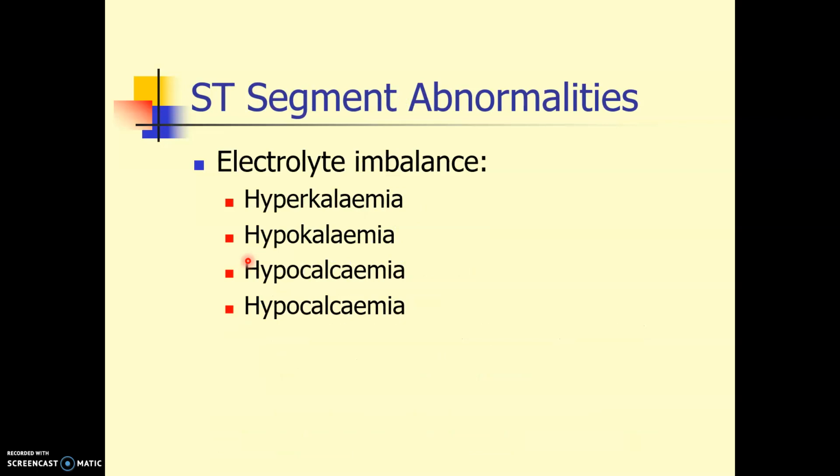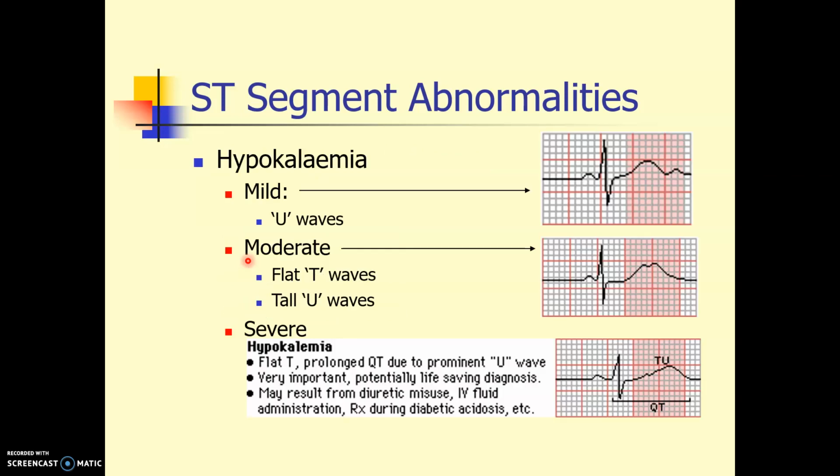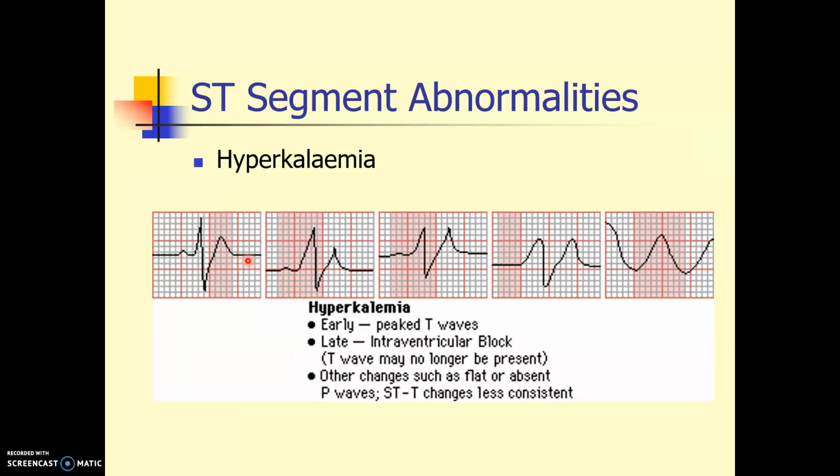We're going to talk about high and low potassium and high and low calcium. So these are the changes that you're likely to see with hypokalemia. The patients develop a secondary repolarization wave after the T wave, which is called the U wave. With progressive hypokalemia, the T wave then flattens and the U wave becomes taller. And if you think about those two things in combination, we eventually end up with a prolonged QT interval, which is one of the hallmarks of severe hypokalemia.